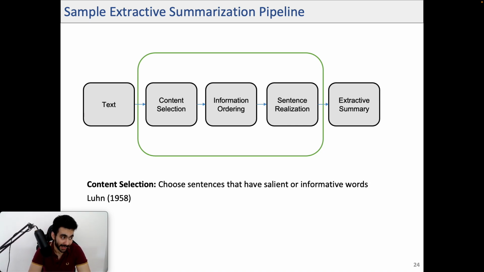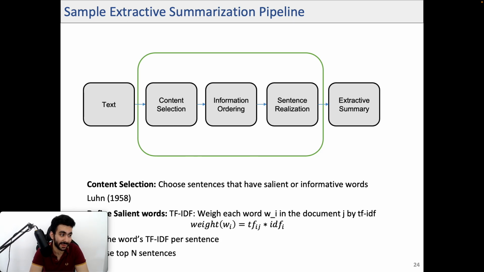So we have the text going in. We go through a content selection approach. We want to choose the sentences that have salient or informative words. With a study dating back to 1958, this is more or less how they designed an extractive summarization pipeline linguistically to generate abstracts.